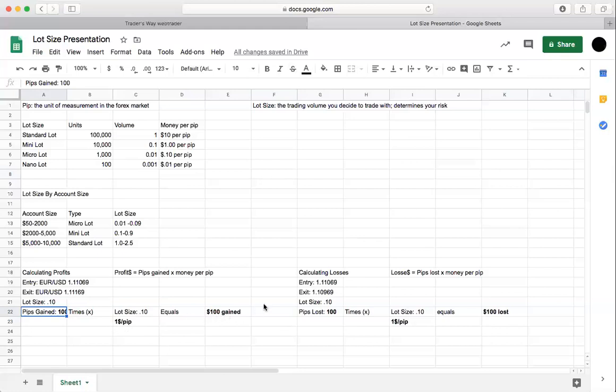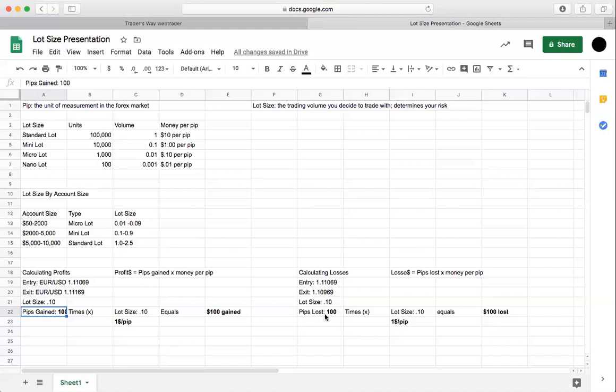The same is true on the reverse. So in order to calculate your losses, you have to take your pips lost and multiply it by the money per pip that corresponds to your lot size. So if we entered a trade at 1.11069 for a buy, we expected it to go up, but the market instead went against us and went down, and we decided, hey, we got out here at 1.10969. We would have to subtract those two numbers, and we would find that we lost 100 pips.